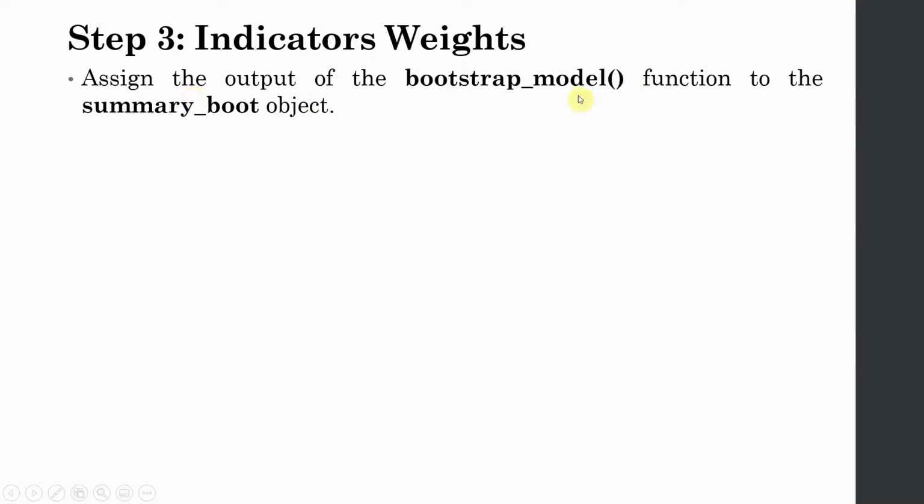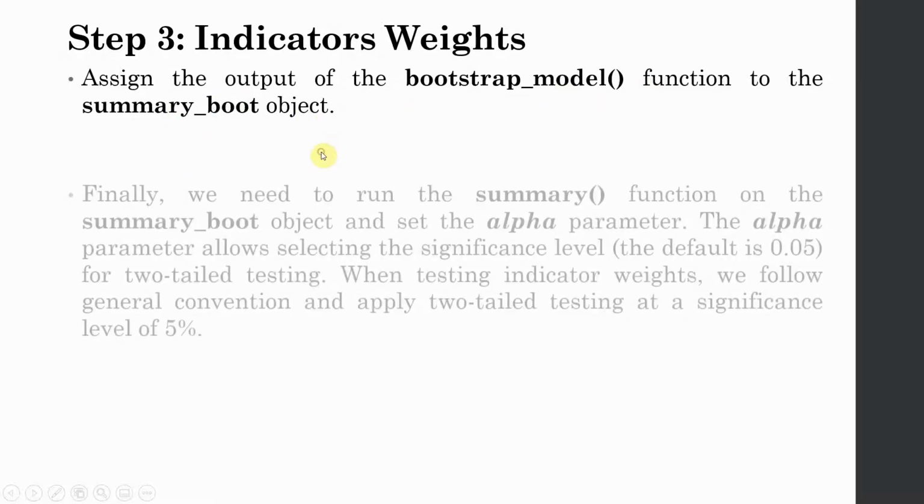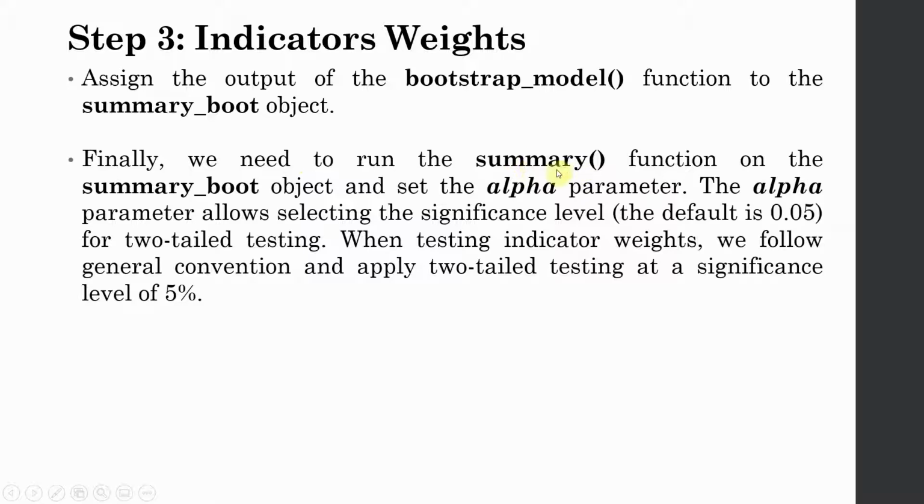Now that we have done the bootstrapping, now we need to assign our bootstrap output to this summary boot object. Now how do we do this? Again, we will call this summary function and we will put in all the output from bootstrap into this particular bootstrap object. We've already done this, but we are going to use another parameter, that is alpha parameter. The alpha parameter allows selecting the significance level. So what is your significance level? In this case, we are going to use the default. The default is 0.05 for two-tail testing. When testing indicator weights, we follow the general convention and apply two-tail testing, that is at 5%.